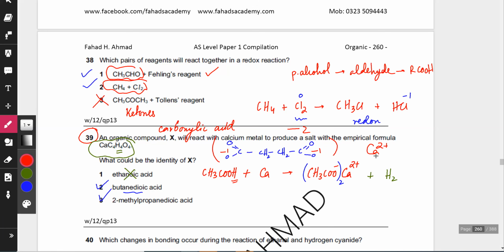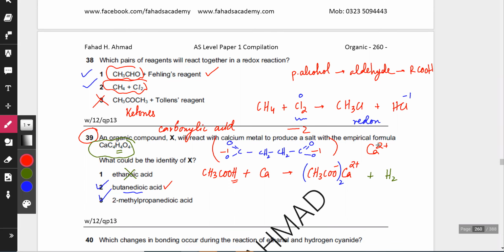So there's only going to be one calcium and one of this butane dioate ion. And if you look at the number of carbons, that's four carbons. There are four hydrogens over here. There are four oxygens, and there's one calcium. So which is why this option, butane dioic acid, is going to be the correct option.